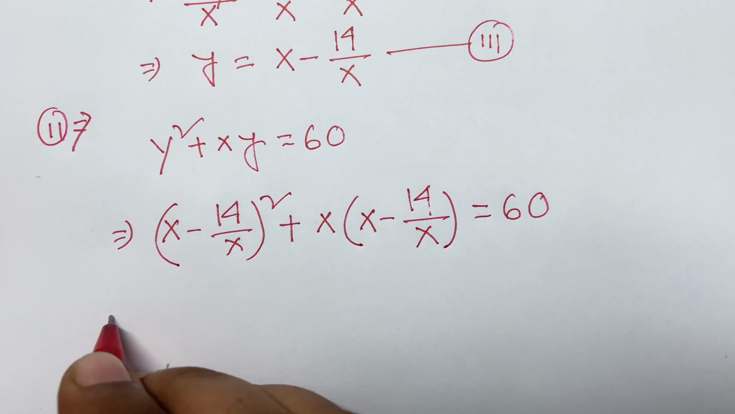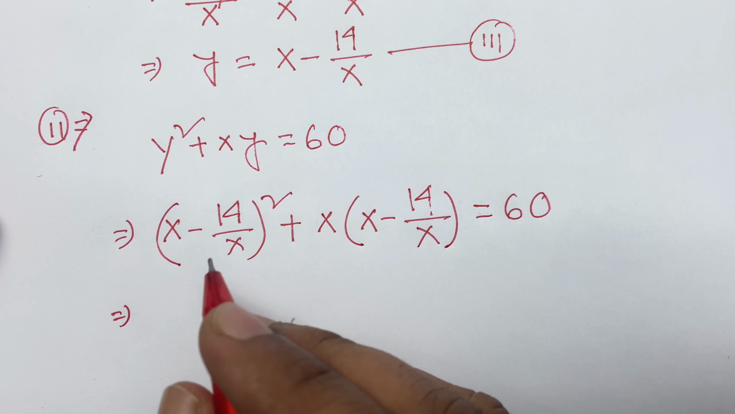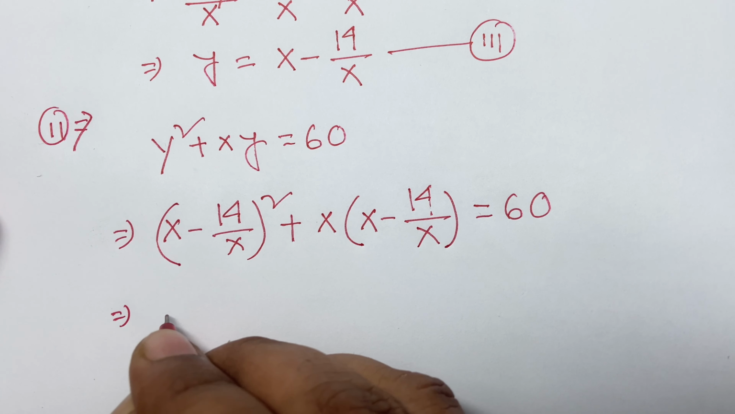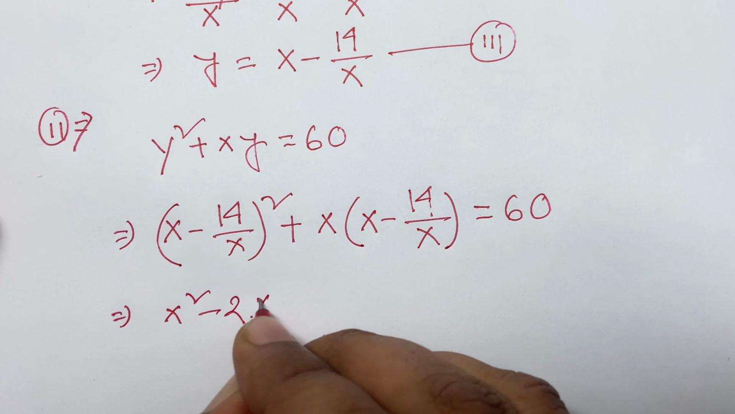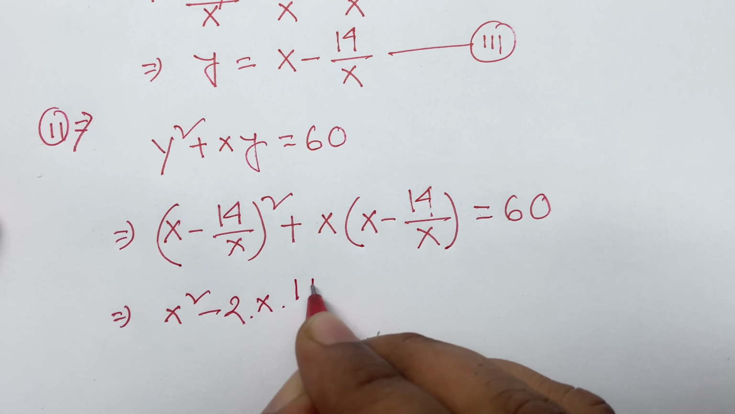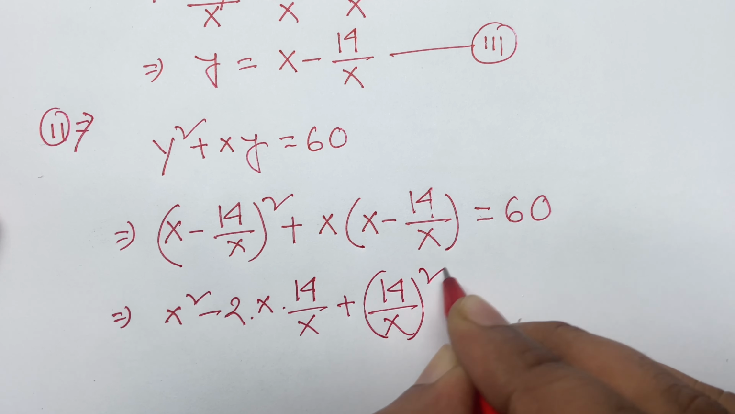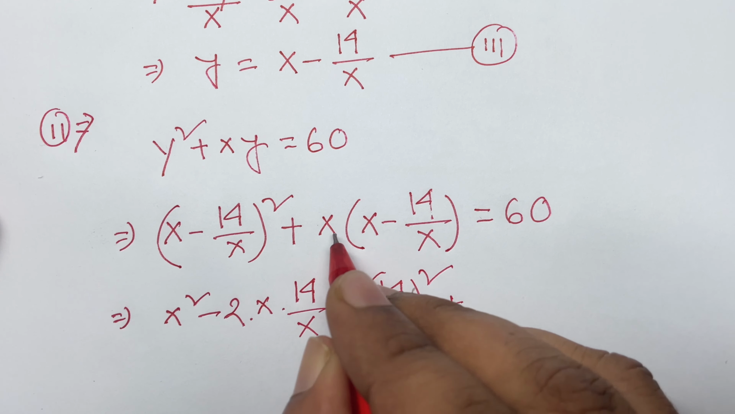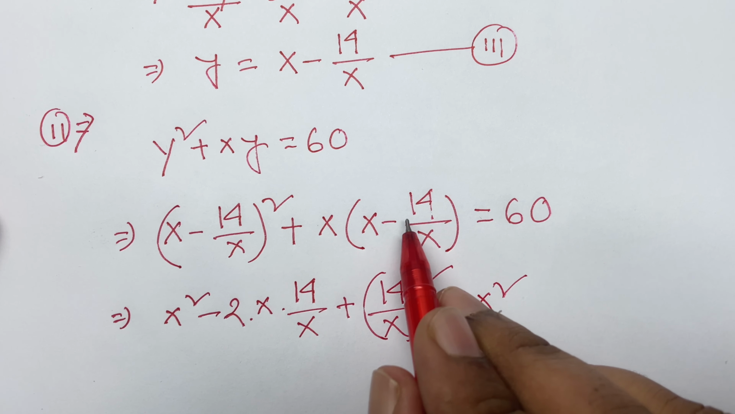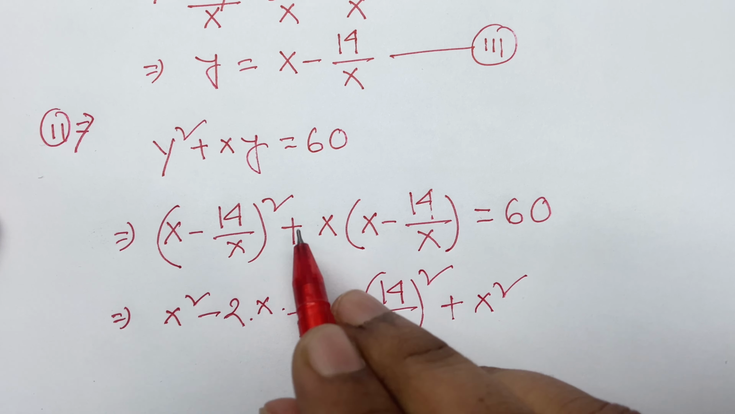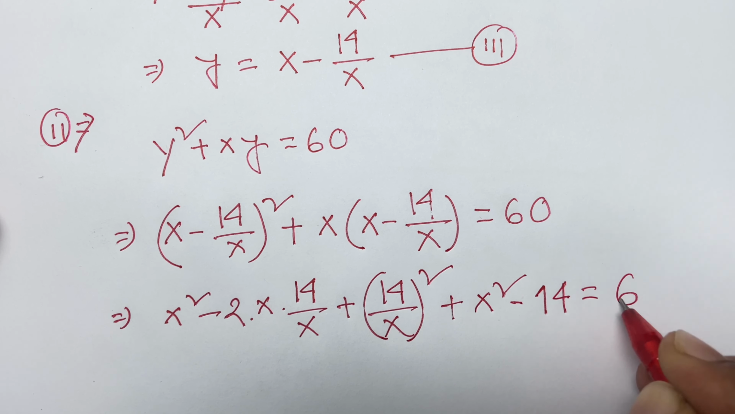Now we know that if you think it is a, it is b, a minus b whole square equal to a square minus 2ab plus b square. So here is x square minus 2ab, a is x and b is 14 over x, plus b square, plus x times x equal to x square. Here x times minus 14 by x. So x cancelled, so here is minus 14.